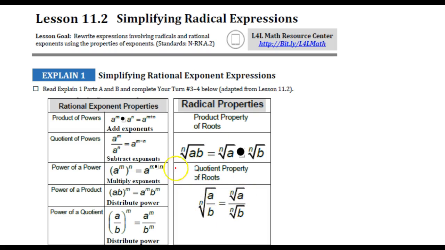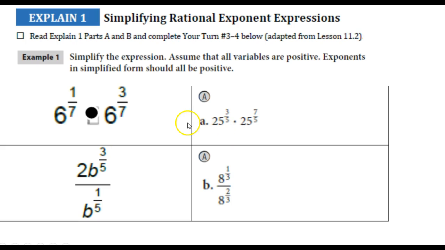So this is just something to keep in mind. You don't have to memorize all of them, but it's good to keep them as a reference because we will be using them for the first explain. So one of the first problems we see here in our textbook, Part A and Part AA and AB. So I'm going to do a problem as an example. So here I have 6 to the 1/7 power times 6 to the 3/7 power.